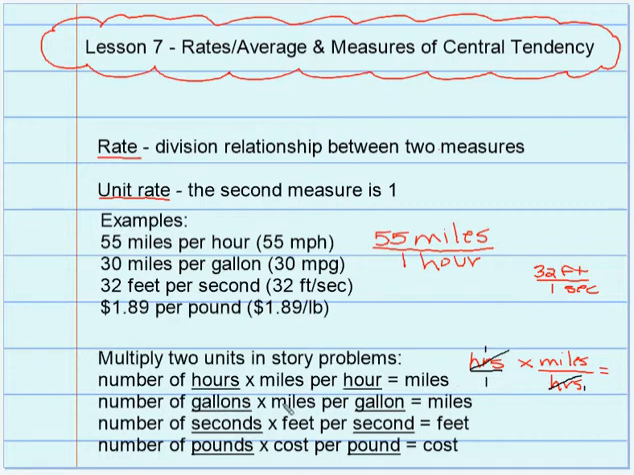Gallons, number of gallons times miles per gallon will give you the number of miles. Number of seconds times feet per second will give you feet. And number of pounds times the cost per pound will give you the cost. Again, all of these numbers over here would end up being in a numerator position, or all of these, because they come after the per, would be in a denominator. Okay, so you kind of have to think through that a little bit, but that should help you get started.